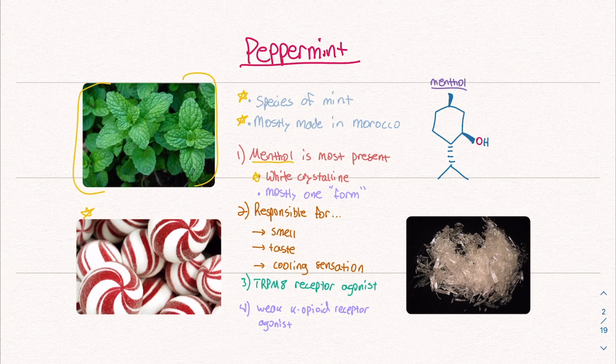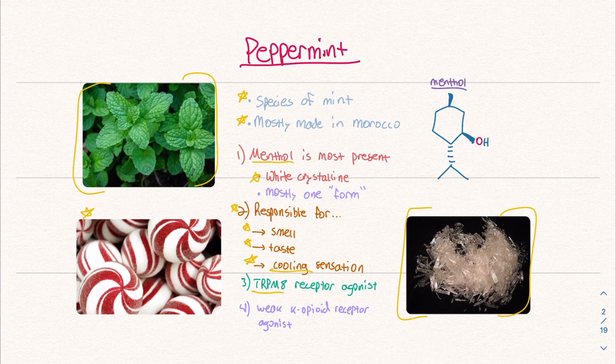It is white and crystalline right here, and this is the main form, the main species. I'm going to talk in this video about the different kinds of molecules, especially when they look similar. It is responsible for smell, taste, this cooling sensation, which is a really interesting piece of some of these molecules. That cooling sensation is caused by the receptor TRPM8. We'll talk about that in the last slide.